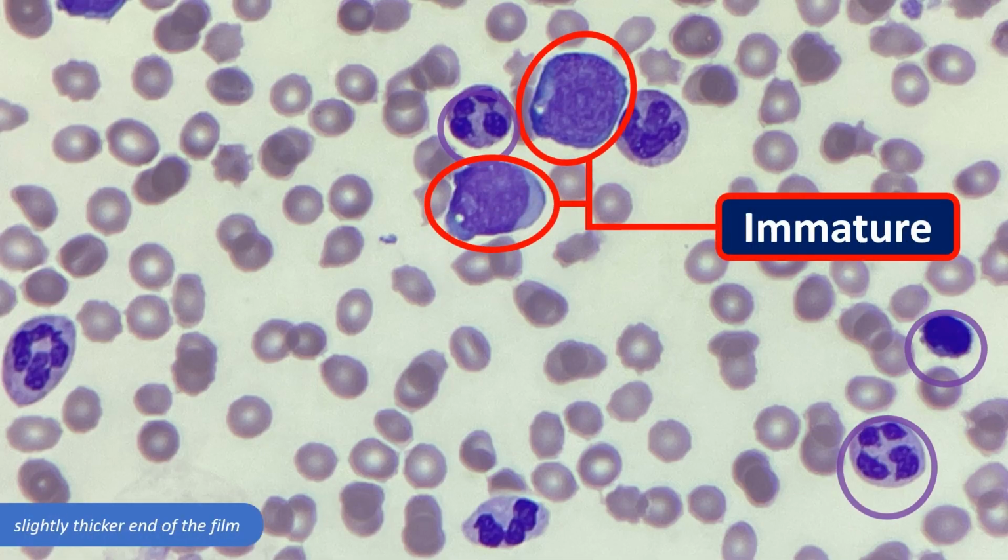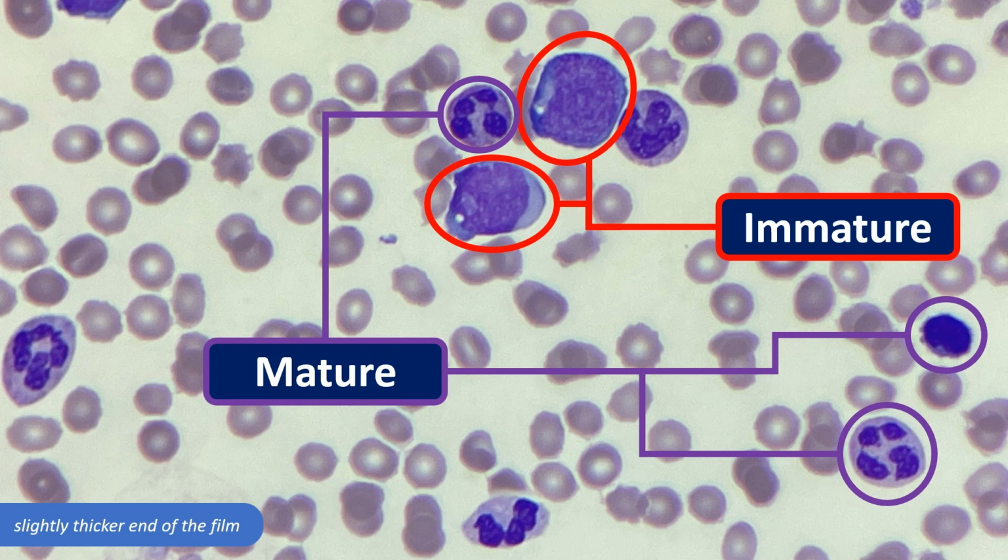Number 2 on the list is the size of the cell. Immature cells tend to be larger than mature cells. I like to compare the size of the cell that I'm looking at with those around it, be it white cells and also red cells.